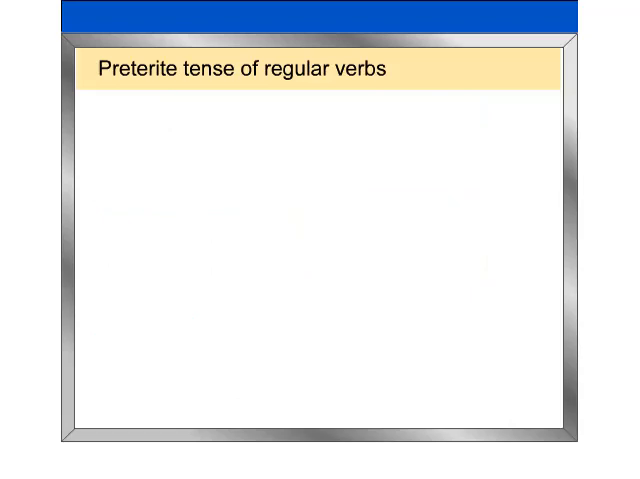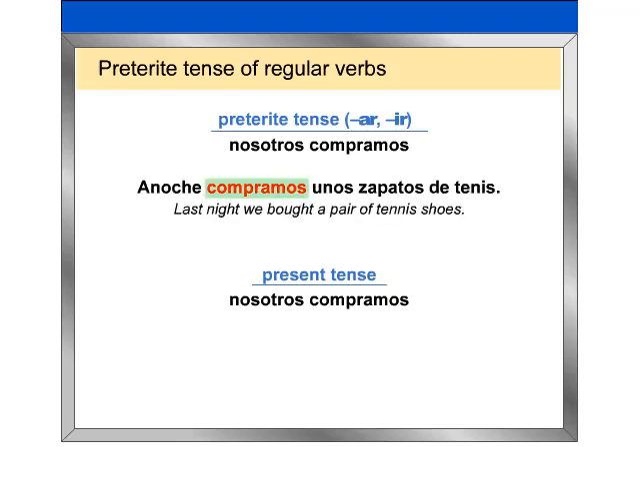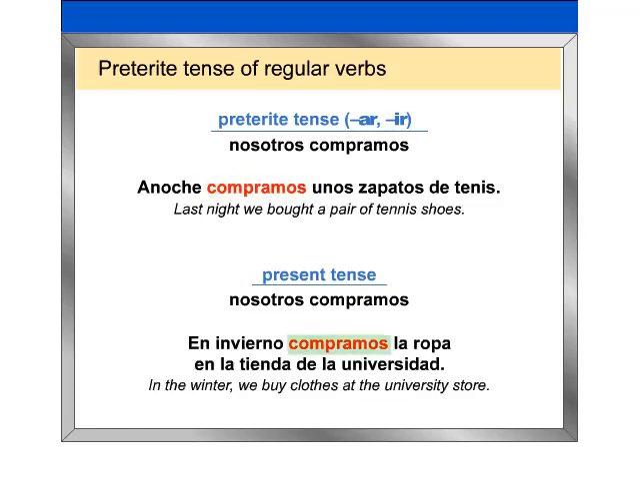Also note that the nosotros forms of regular AR and IR verbs in the preterite are identical to the present tense forms. Context helps you determine which tense is being used. For example, compare this statement. Anoche compramos unos zapatos de tenis with the following. En invierno compramos la ropa en la tienda de la universidad.